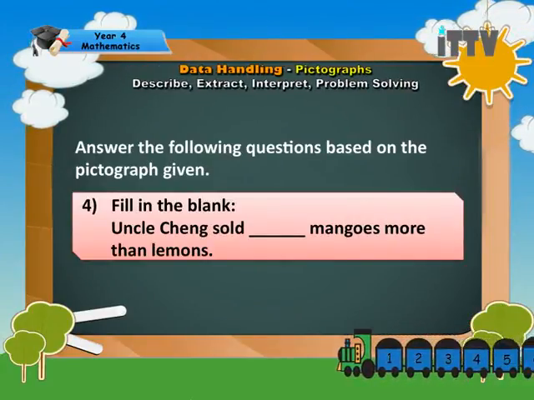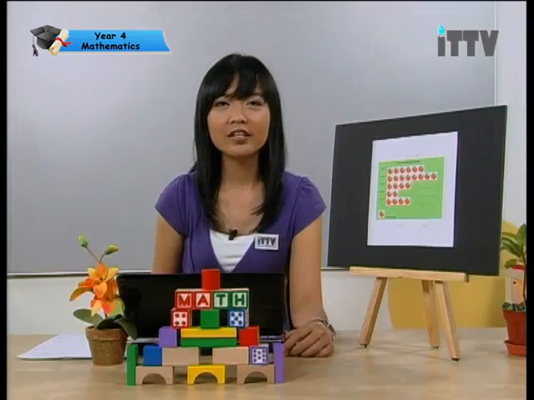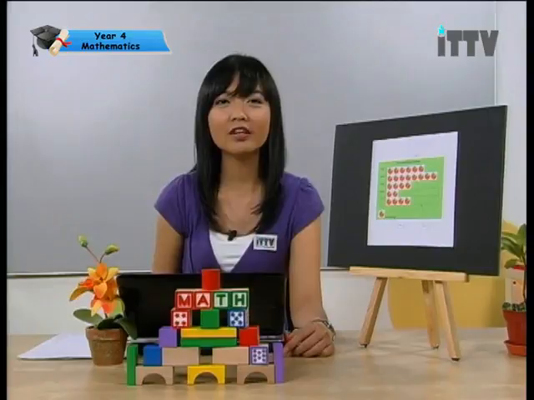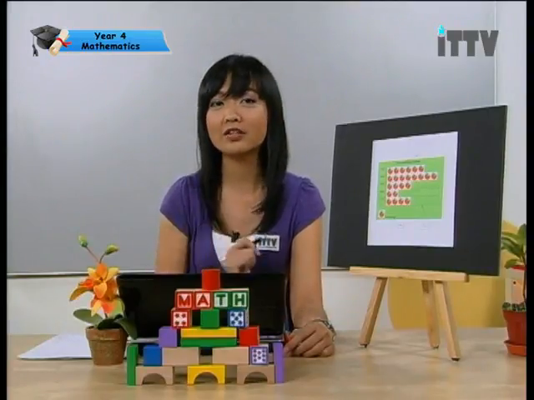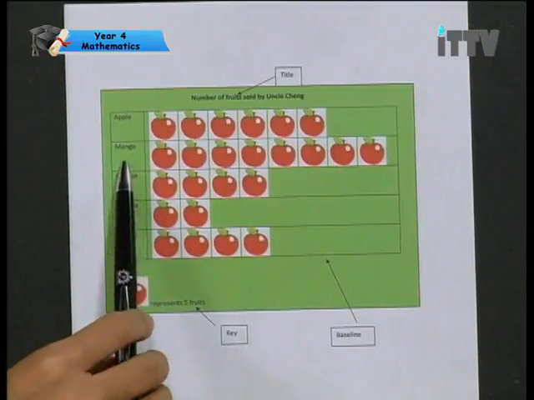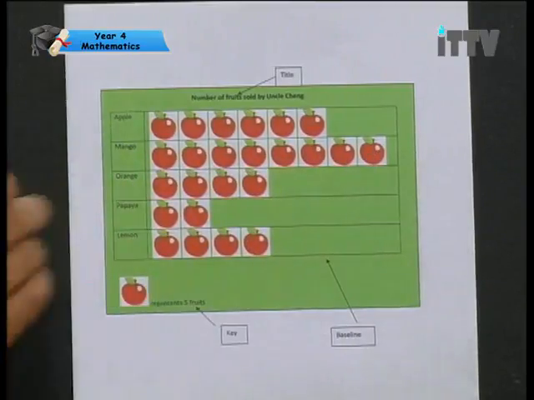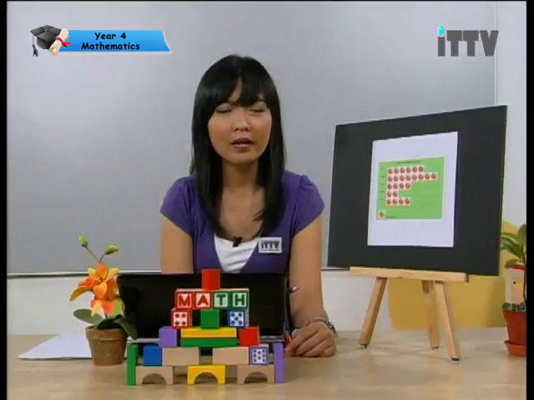Number 4, fill in the blank. Uncle Cheng sold how many mangoes more than lemons? Now, over here, can you see that we are trying to find the difference? Difference means subtraction, right? So first of all, we have to find the number of mangoes and then the number of lemons. Then we find the difference. Let's start with the mango. Okay, now mango, how many pictures do we have? 1, 2, 3, 4, 5, 6, 7, 8. 8 pictures. That will be 8 times 5 equals 40. 40 mangoes.